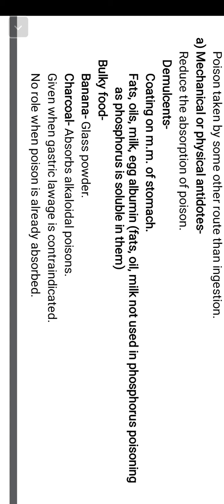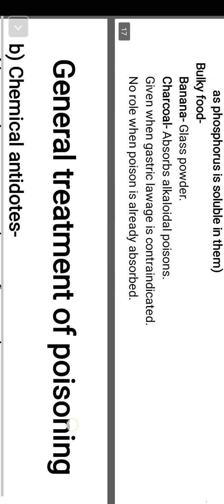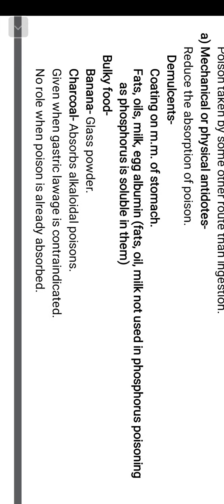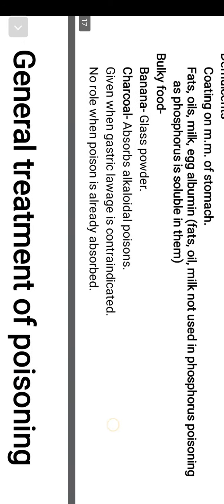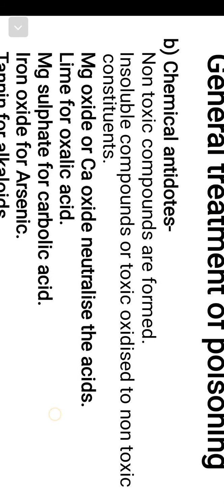Then bulky food like banana will cover glass powder, and charcoal will absorb the alkaloidal poisons. They are to be given when gastric lavage is contraindicated, and these demulcents or mechanical antidotes will not have any role when the poison has already been absorbed.